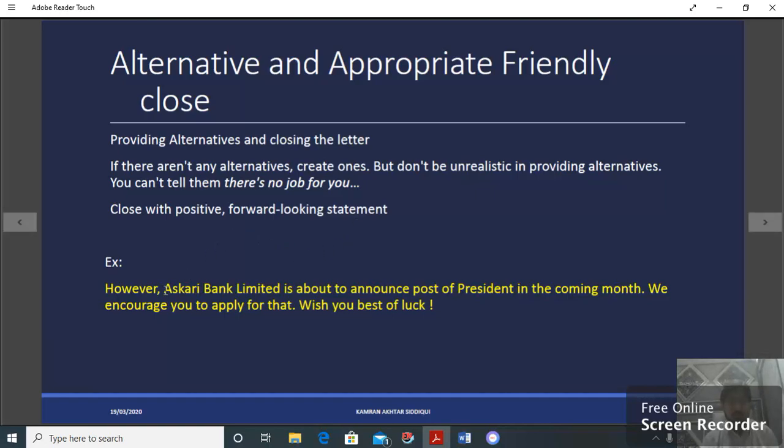For example, however, Askari Bank Limited is about to announce the post of president in the coming month. We encourage you to apply for that. Wish you best of luck. And so these statements, this alternative plus friendly clause, make these two sentences your fourth paragraph. And this is all about the bad news letter paragraphs.